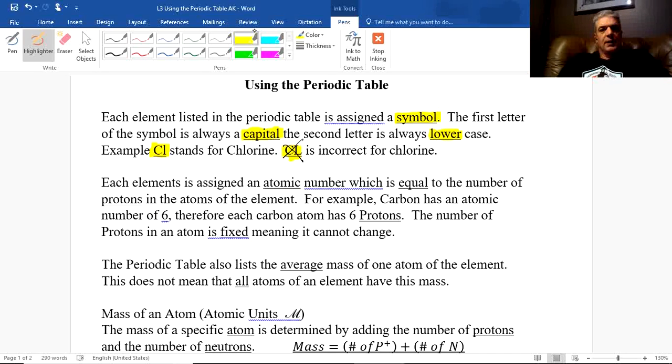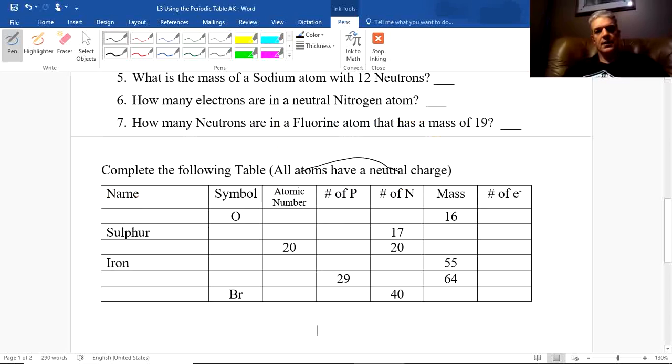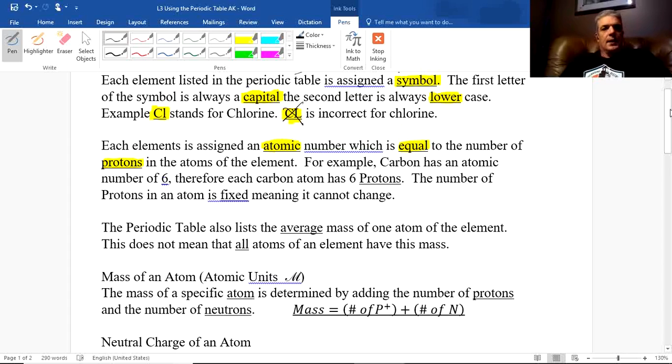So each element is assigned an atomic number, okay? Now, the atomic number isn't just random. They didn't just pick numbers anywhere they want. It is equal to the number of protons in an atom. So essentially, the atomic number and the protons are exactly the same. Let me scroll back up and put my cursor in there. There we go. So atomic number is equal to the number of protons right here, okay?